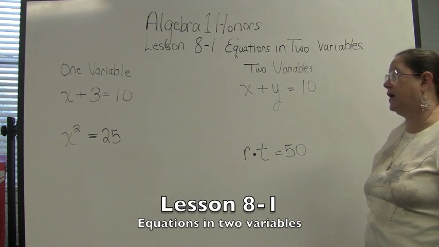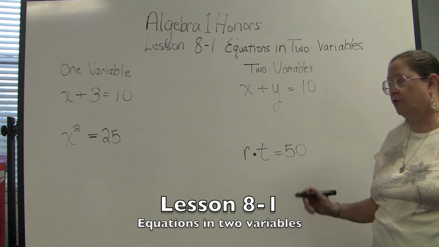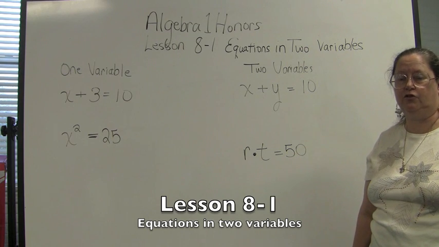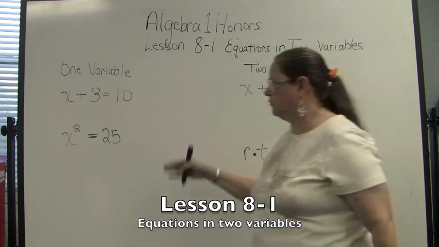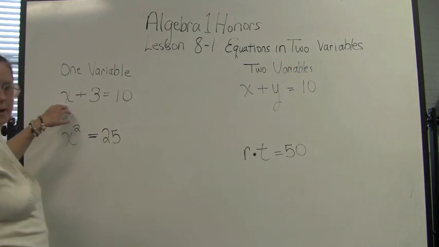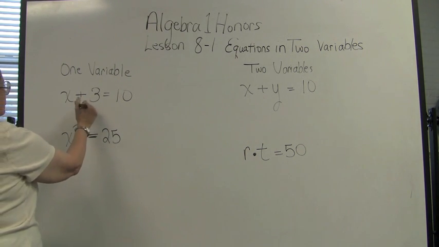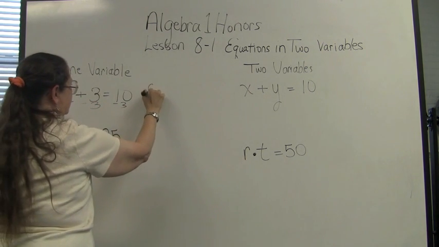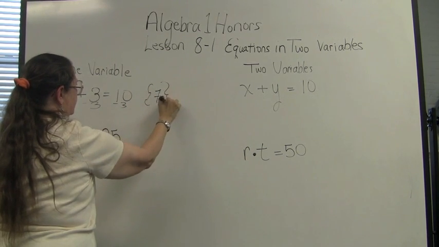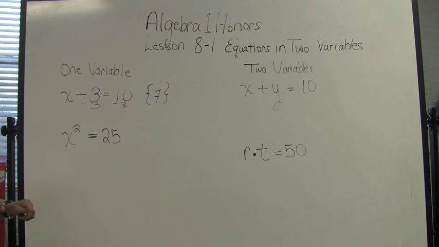This is Lesson 8-1, Equations in Two Variables. So far, we have only studied equations that have one variable, right? We might have an equation such as x plus 3 equals 10. When we solve it, we subtract 3 from both sides, and we get x equals 7. So our solution set here is just the number 7.